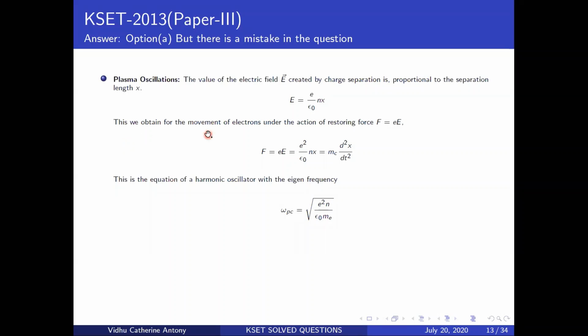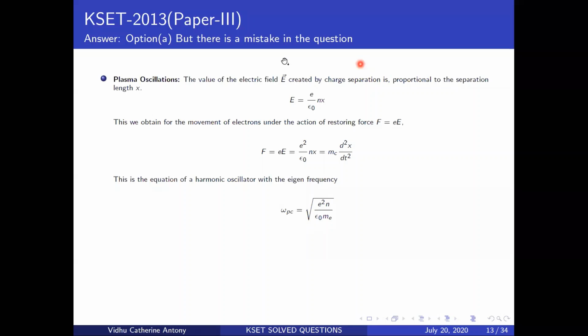Now, what do we have here? The movement of electrons under the action of your restoring force F is equal to E into E, where Q is actually E. Now let's move to this. F is equal to EE, so you substitute your E value into this. And now what you realize is your F can be written as m d squared x divided by dt squared.